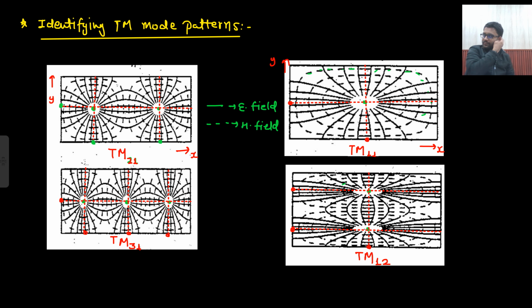TM22. It will never happen that TM10 would come, TM0 would come, 01, 02 would come. These will never happen because these are the non-propagating modes, right? So these modes will never come. So did you understand the point?